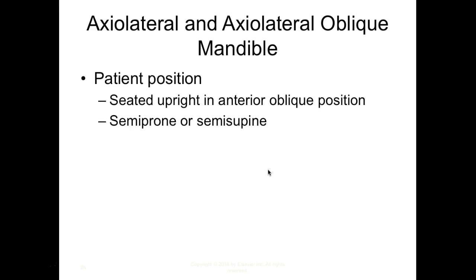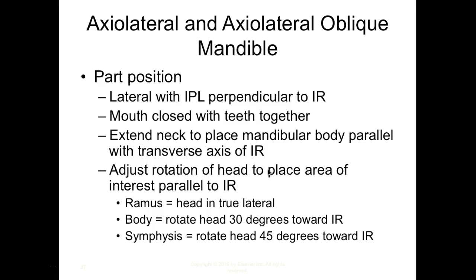All right, so axiolateral and axiolateral oblique mandible. The patient position is going to be seated upright in anterior oblique position, so they're going to be turned a little bit. Their shoulders are going to be off-centered, and so you can get the patient real close to the image receptor. The part position is lateral with the IPL perpendicular to the IR. You're going to do the mouth closed with the teeth together. You're going to extend the neck to place the mandibular body parallel with the transverse axis of the IR. Adjust rotation of the head to place the area of interest parallel to the IR.